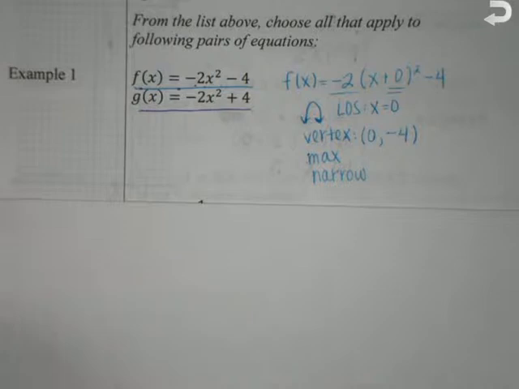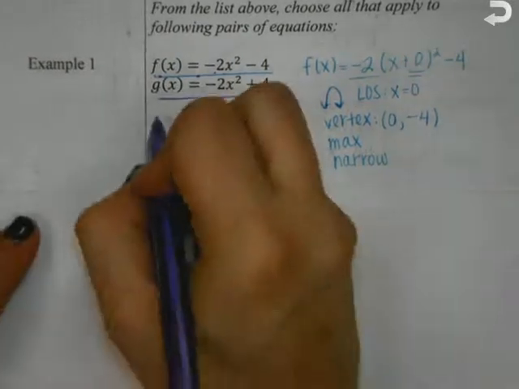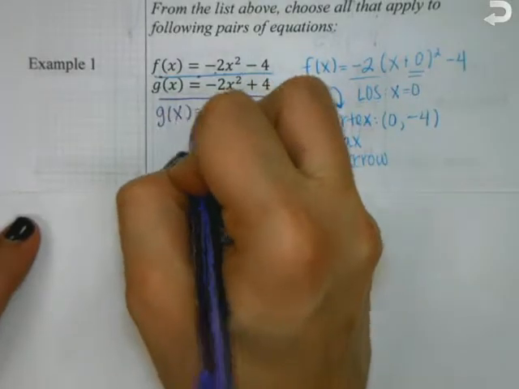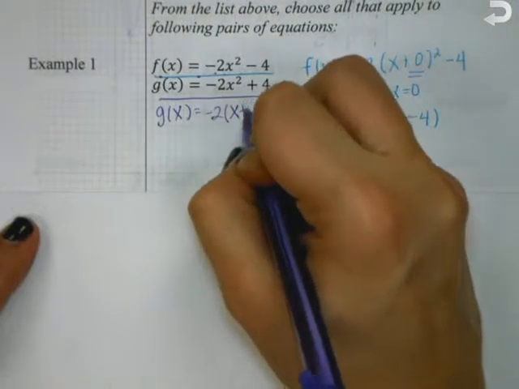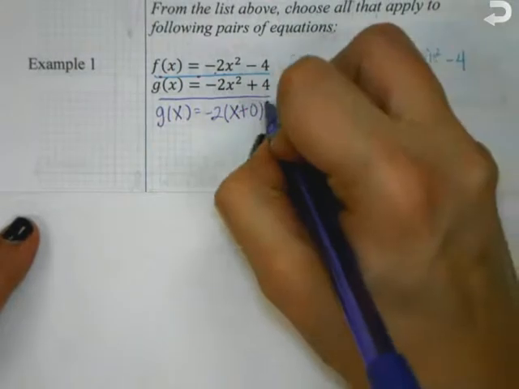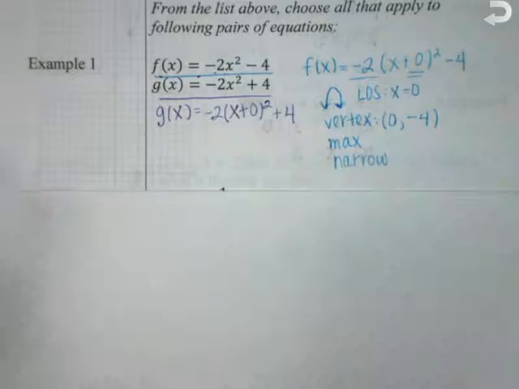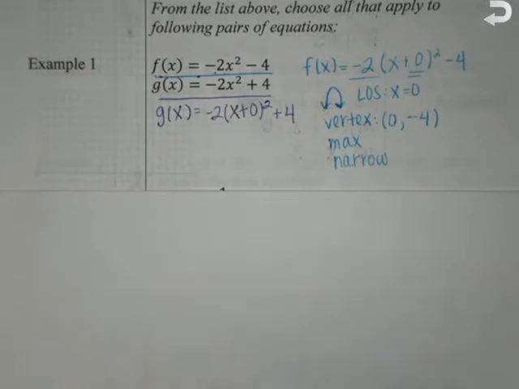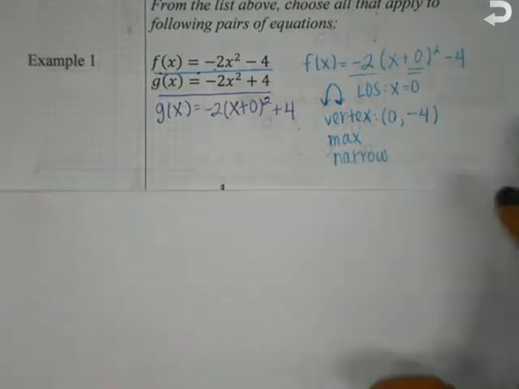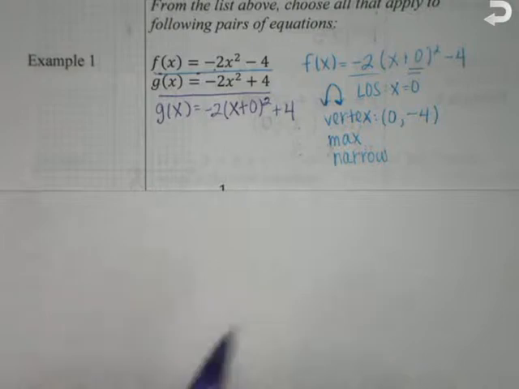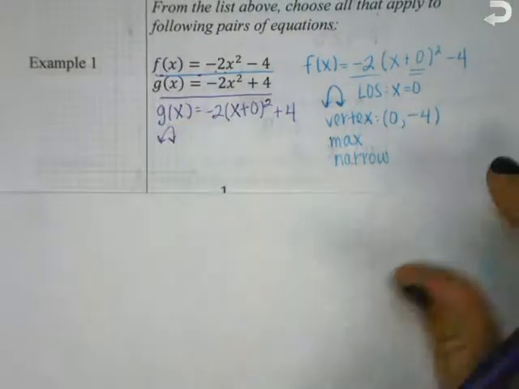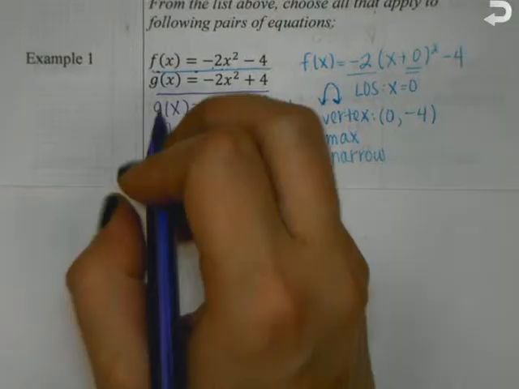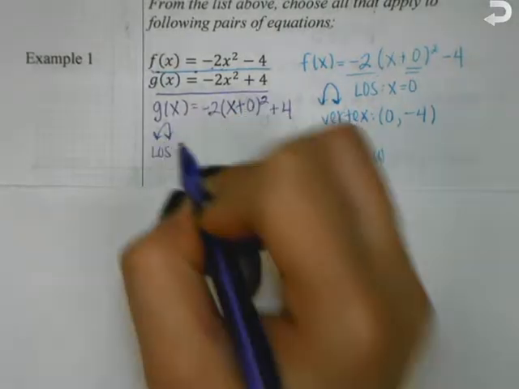Let's look at g of x. So g of x equals, let's rewrite this, -2 times x plus 0 squared plus 4. And we're going to list the same information. Is this parabola opening up or down? Also down. What's the line of symmetry? X equals 0.